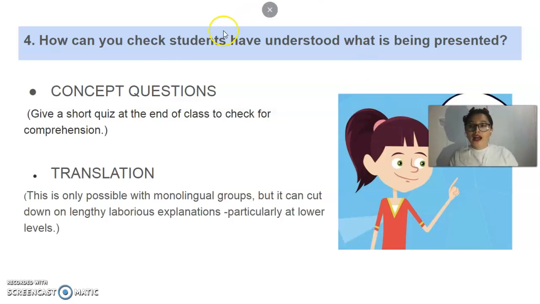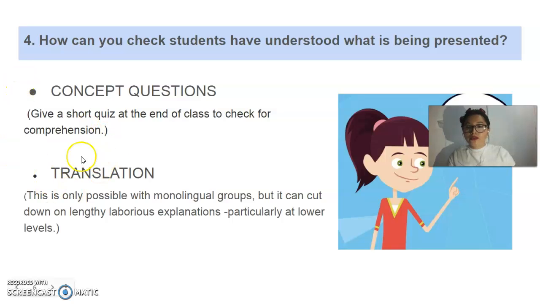And also I have question number 4. It says, how can you check students have understood what is being presented? It is important to use concept questions. We can give a short quiz at the end of the class in order to check the comprehension that our students have had during the class. We can use this type of resource in order to know if our students comprehend that topic, yes or no.